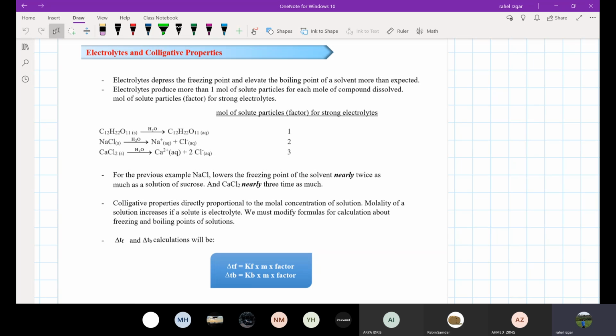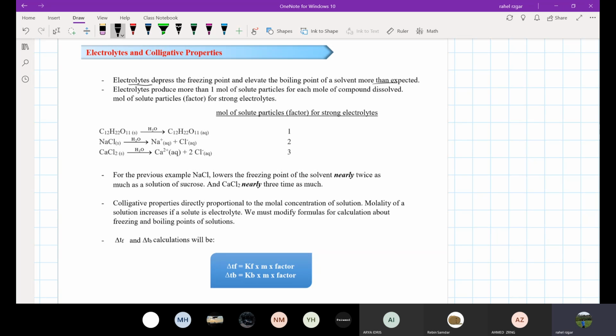Now, all the things that we have studied before were all non-electrolyte solids. But now, we are going to talk about the difference between non-electrolytes and electrolytes. Electrolytes are those compounds which can make ions when dissolved in water. If we compare electrolytes to non-electrolytes, they depress freezing point and elevate boiling point more than expected, more than a non-electrolyte. Why?